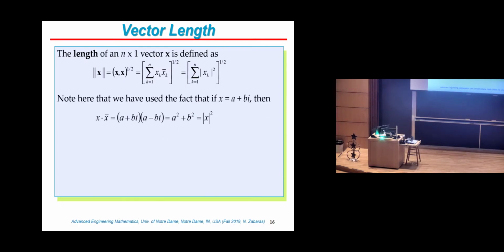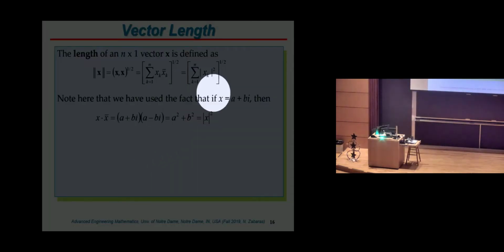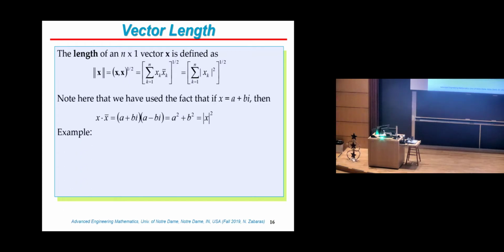For example, with this definition, if I give you a vector that is a plus bi, this definition makes sense because according to it, the magnitude of x is a squared plus b squared. And you know how I get this, right? It's a plus bi times a minus bi. Following this definition, a squared plus b squared. So that's the definition of the inner product.